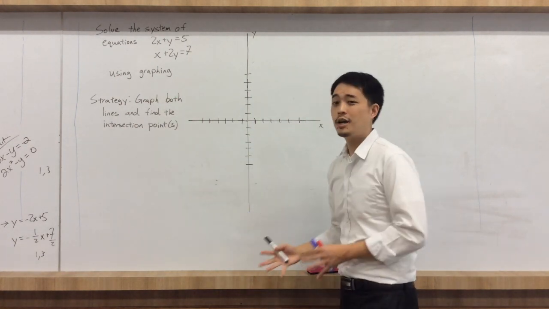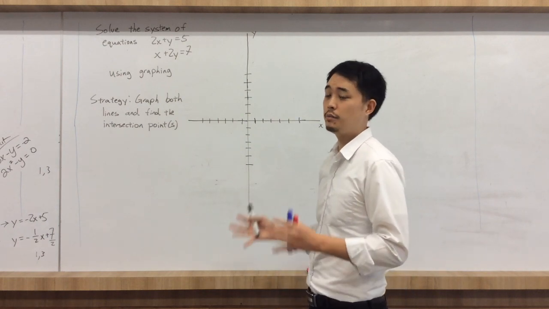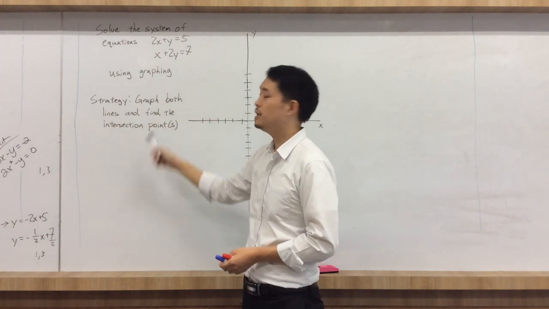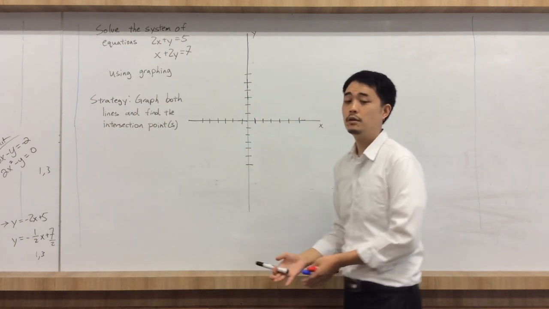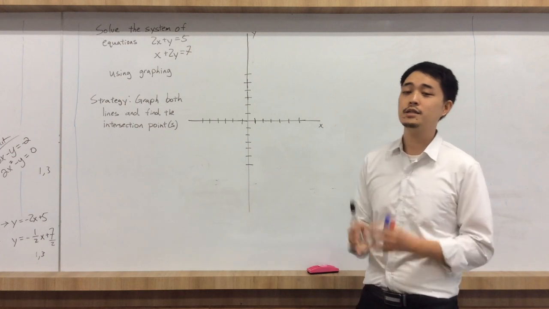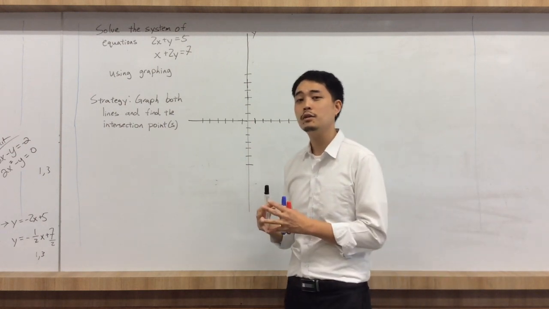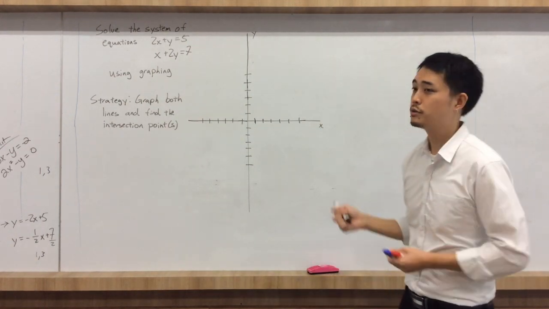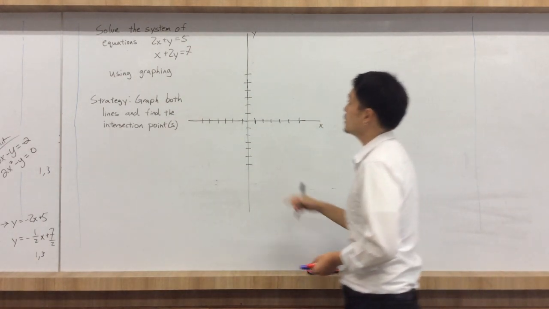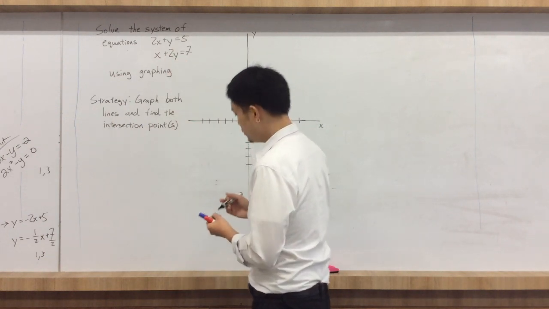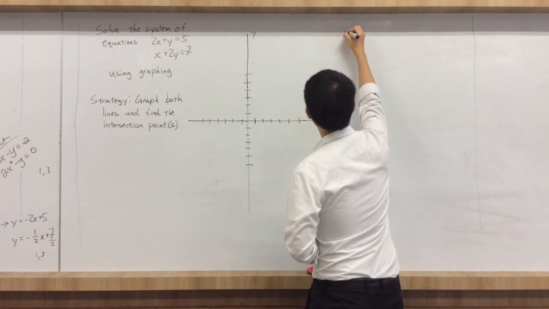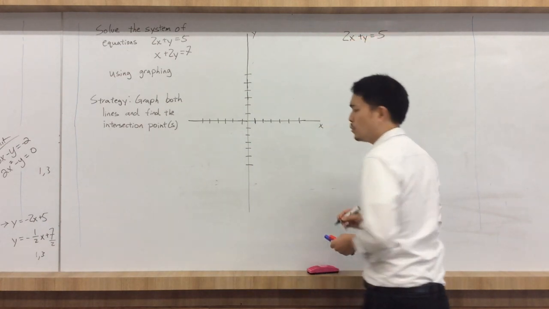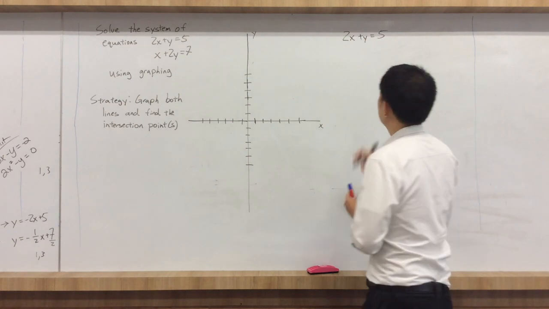So the idea and the strategy behind solving a system of equations using graphing is that we graph both lines and find the intersection point or points within our graph. And every place that our lines intersect, that's basically a solution to our system of equations. So let's get started. This first equation, 2x plus y equals 5, let's just create an XY table in order to graph this.